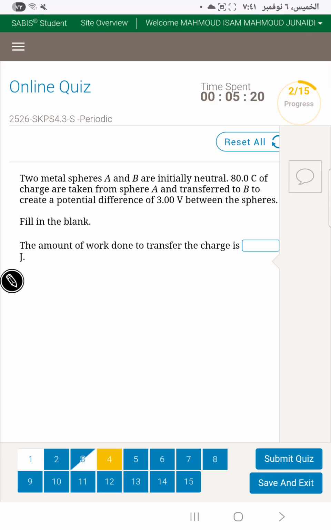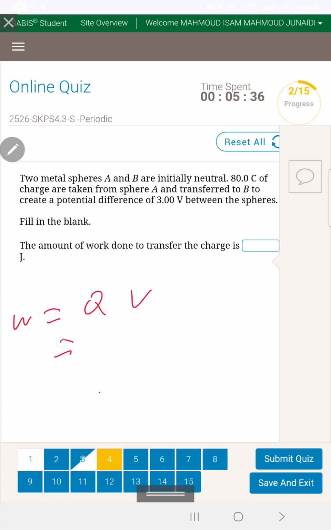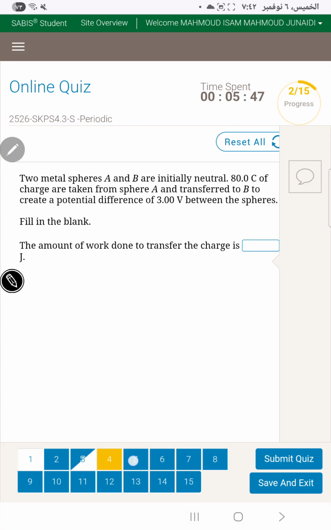2 metal spheres A and B are initially neutral. 80 coulombs of charge are taken from A and transferred to B to create a potential difference of 3. What is the amount of work done? Work done or energy, same formula. So work is equal to QV. Q is given as 80 and voltage is 3. So 240 joule. That is the answer.